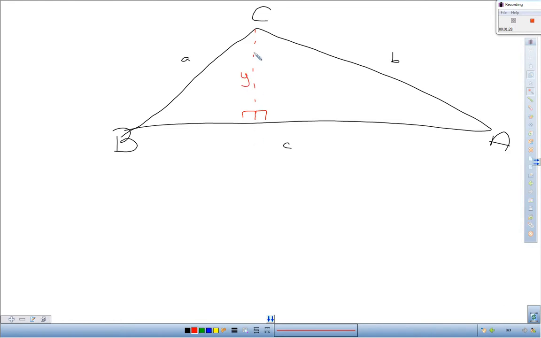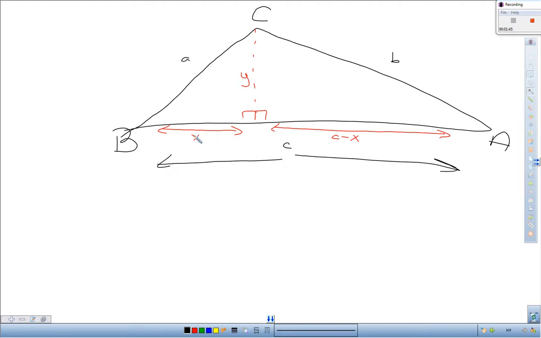I'm going to call this Y. I'm going to call this little bit X, and then this little bit I'm going to call C minus X, because remember, the whole thing is C. This little bit's X, so this chunk would be C minus X.